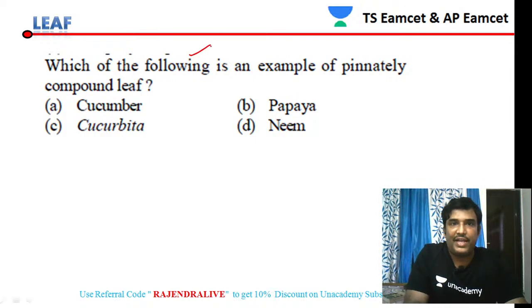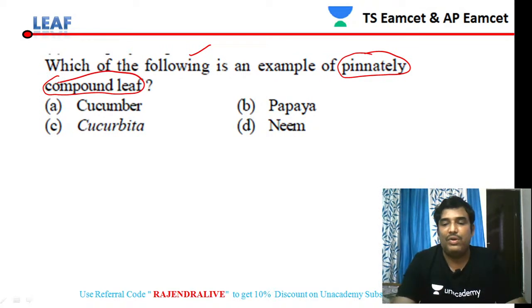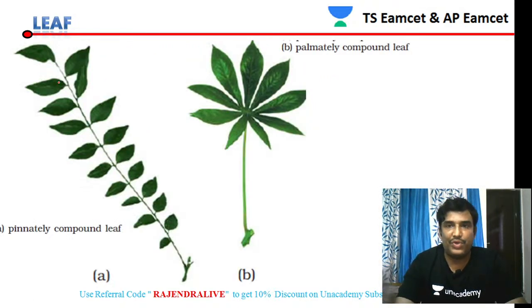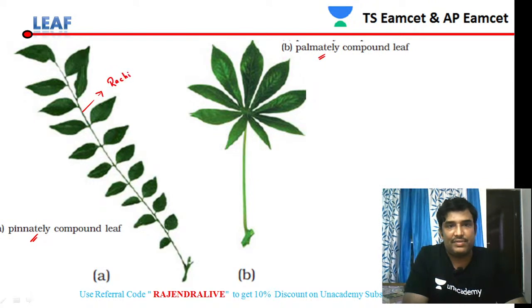Which of the following is a best example of pinnately compound leaf? That is the question. Before going to this, I would like to show you the arrangement. Here two leaves are present. This is the pinnately compound leaf, this is the palmately compound leaf. Here, this is initially the midrib, which has become the rachis. Now this is called the rachis. And this one is a leaflet.